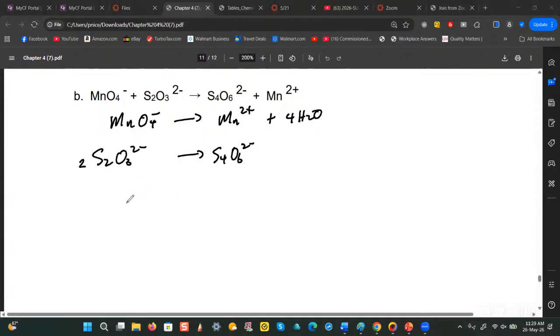The next step is what? Balance the hydrogens by adding 8 hydrogens to the left side. And please remember it's 8 hydrogen ions, right? Okay, and in the case of the second half equation, we don't need to add any hydrogen because there's no hydrogens involved, right?